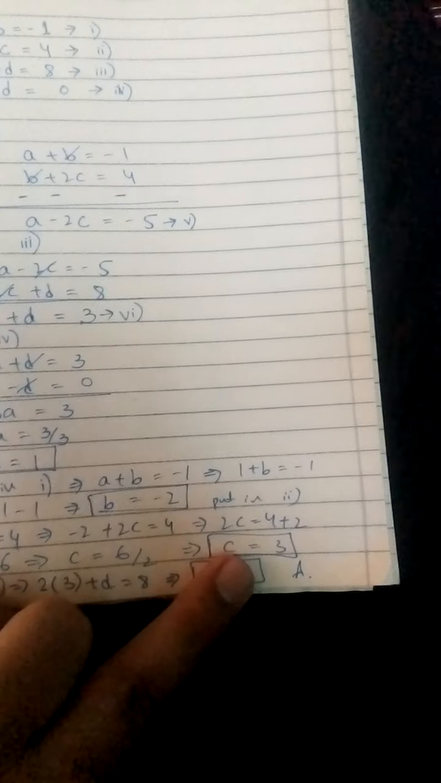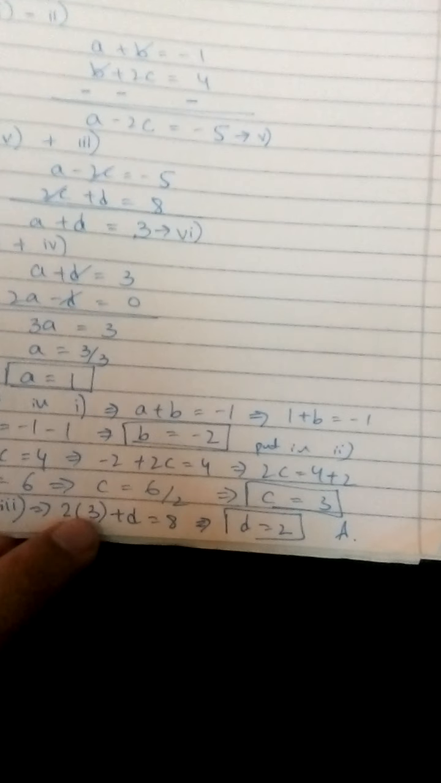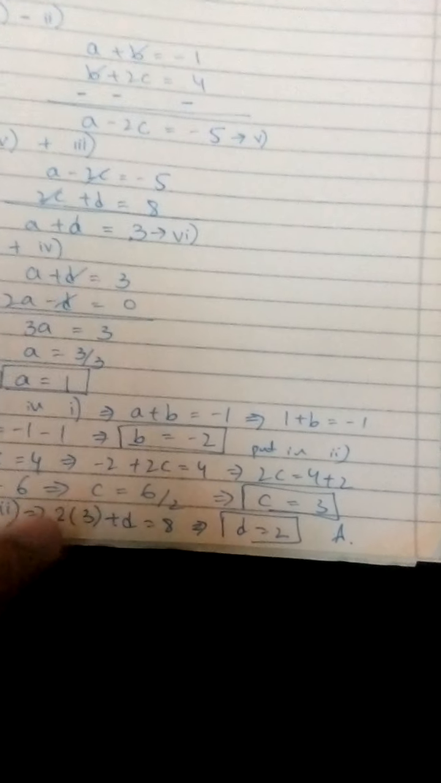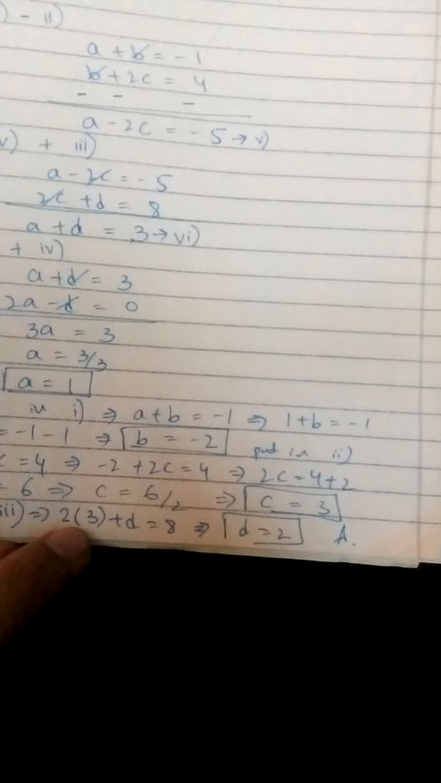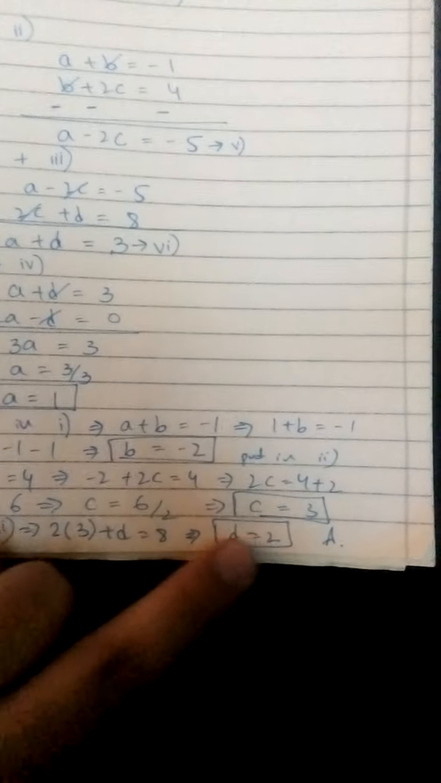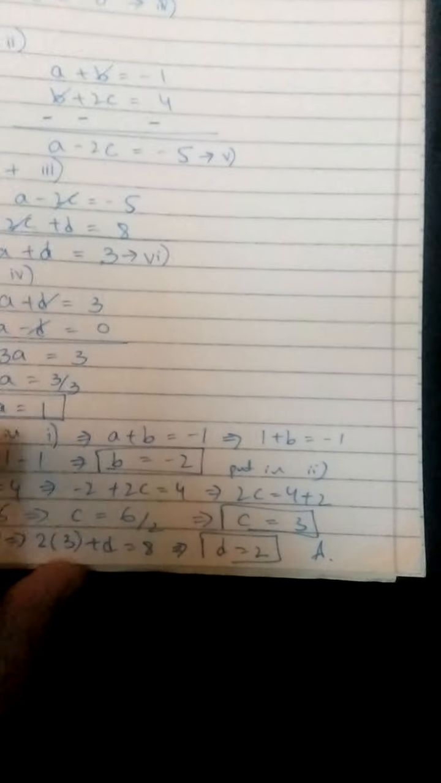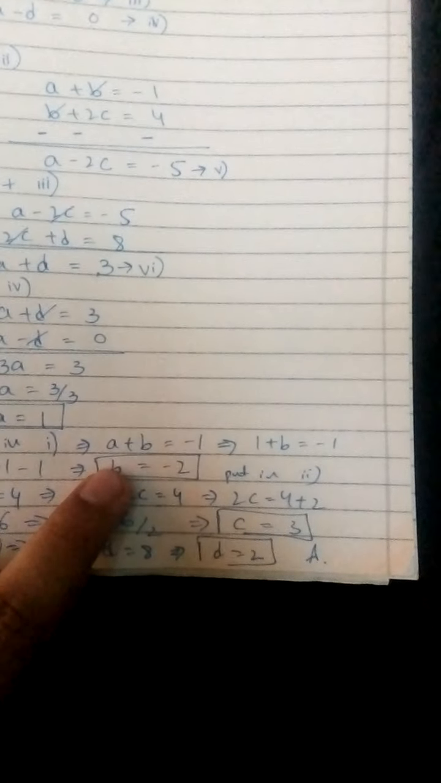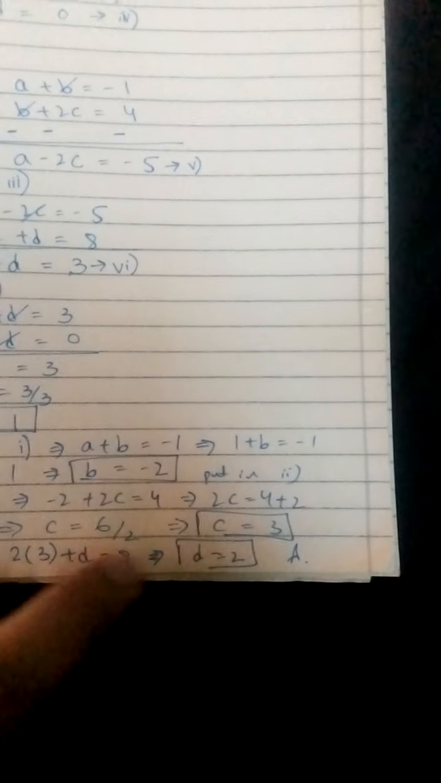And here I said that we have to put the value of c in equation number 3. So equation 3 is 2c plus d is 8. The value of c is 3. 2 3s are 6. So I will change the position. It will become negative. 8 minus 6. 8 minus 6 is 2. So the value of d is 2. So here the value of a is 1, value of b is negative 2, value of c is 3, and value of d is 4.